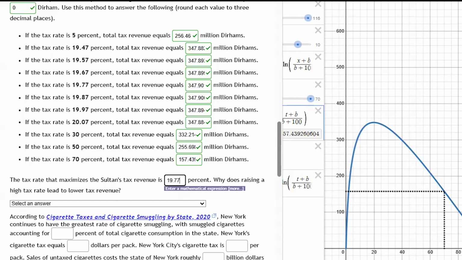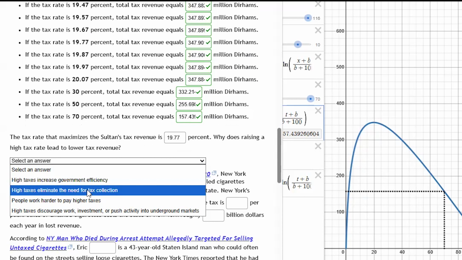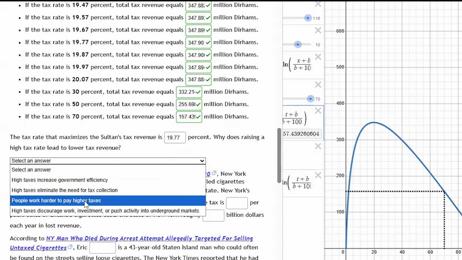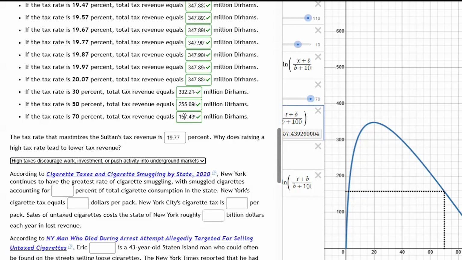Why does raising a high tax rate lead to lower tax revenue? Higher taxes increase government efficiency. Not sure that's true. High taxes eliminate the need for tax collection. I don't think that's true. You need more enforcement. People work hard to pay taxes, higher taxes. That may be true, but I'm not too sure. High taxes discourage work, investment, or push activity into underground markets. I would say that is the most correct answer.